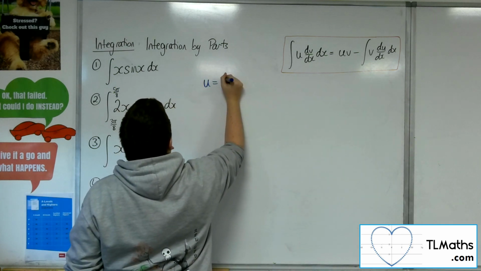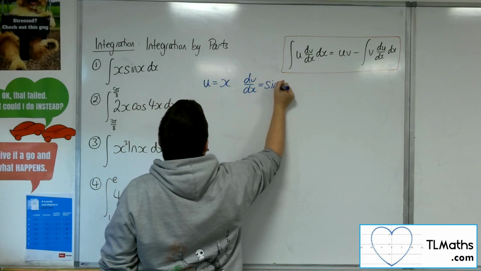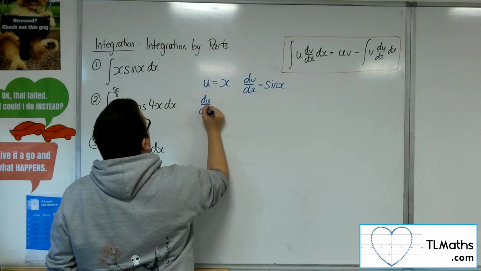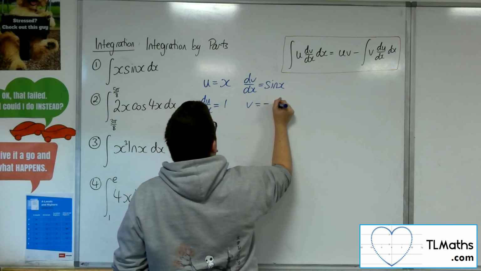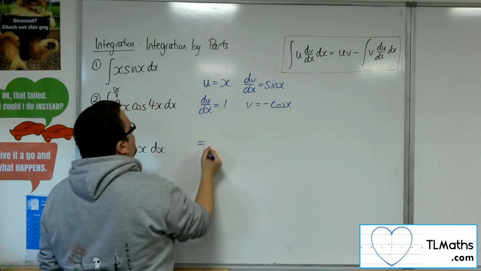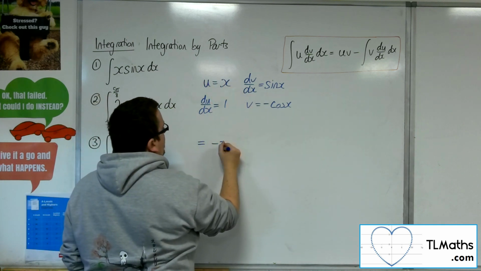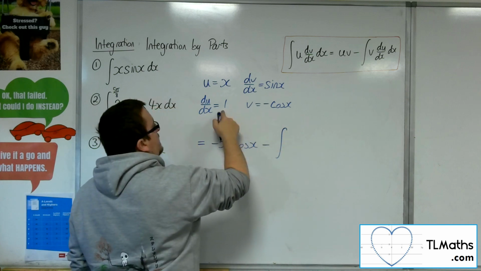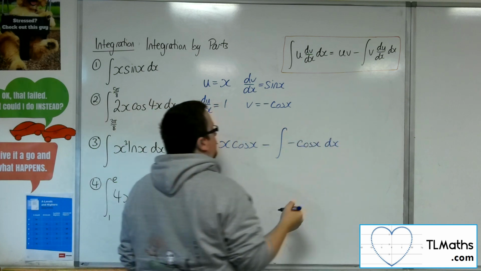So u will be the x, and dv by dx will be the sine x. So using the LATE rule here, du by dx will be 1, and the integral of dv by dx will be minus cosine of x. Okay, so we've got u times v, so minus x cosine of x, take away the integral of v du by dx, so minus cosine x dx.